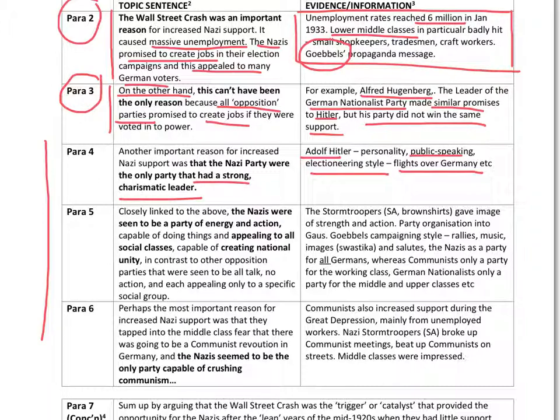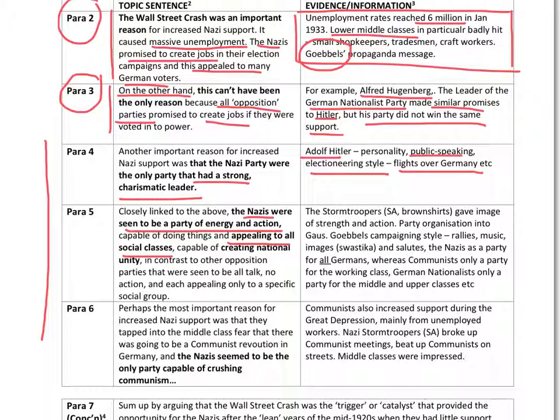Paragraph 5, the next point you want to make, sticking onto the same theme, what was distinctive about the Nazis compared to other parties? The Nazis were the only party that had a real sense of energy and action. They were not all talk, they were a party that did things. And people voted for the Nazis because they actually thought they would do things. Okay, so emphasise that. They were also a party that appealed to all social classes right across the spectrum. So they did capture, although they mainly got the lower middle class, they did capture some of the working class vote as well, and the upper class.